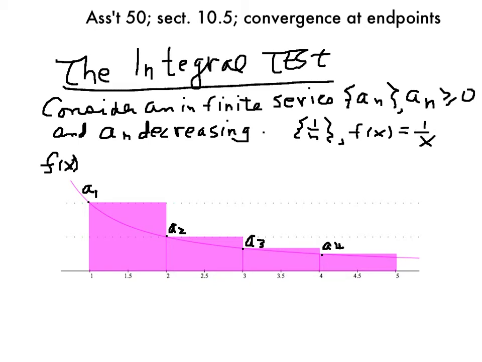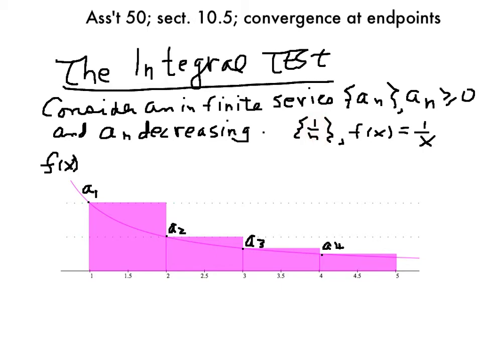So please remember that a sequence is a function whose domain are the positive integers. So it's just discrete values. A function is continuous, defined on all real numbers. And so this function basically is a continuous function which includes the values of that sequence.